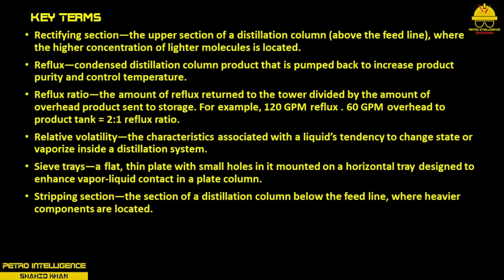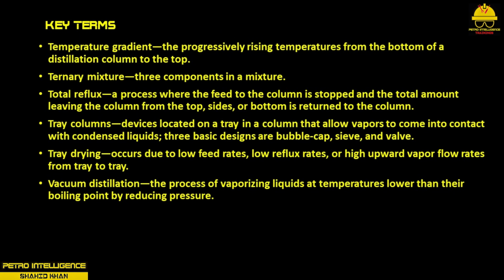Relative volatility is the characteristics associated with a liquid's tendency to change state or vaporize inside a distillation system. Sieve tray is a flat, thin plate with small holes in it mounted on a horizontal tray designed to enhance vapor-liquid contact in a plate column. Stripping section is the section of a distillation column below the feed line, where heavier components are located. Temperature gradient is the progressively rising temperatures from the bottom of a distillation column to the top.